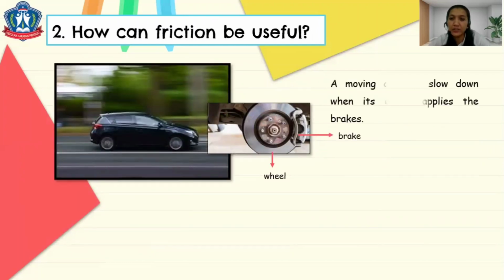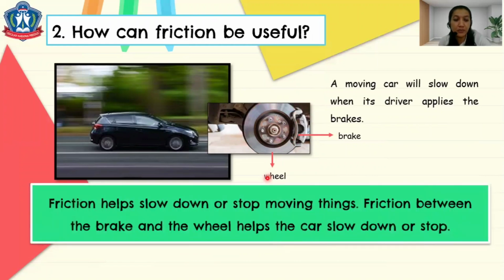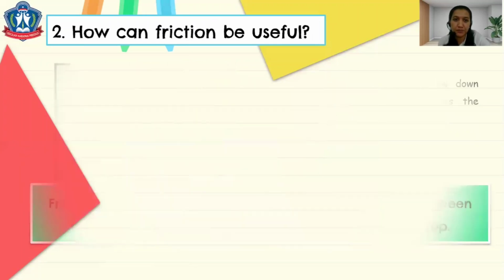For this one, a moving car will slow down when its driver applies the brakes. Can you take a look at the picture? This is the brake and this is the wheel. Friction helps slow down or stop moving things. Friction between the brake and the wheel helps the car slow down or stop.